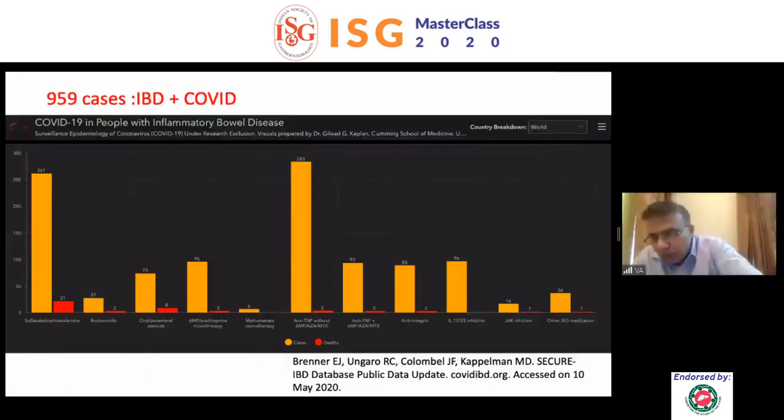Finally, in the times of COVID, is COVID going to change our management of Crohn's disease over the next 2-3 months? This is the latest data from the registry, 959 cases of IBD plus COVID all over the world. There are 3 cases from India which have been included in this registry. What do you find out here? Patients on sulfasalazine had COVID. Patients on steroids had COVID. Patients on azathioprine had COVID. Patients on anti-TNF had COVID. Patients even on anti-integrins had COVID.